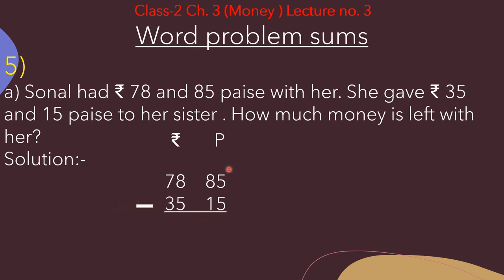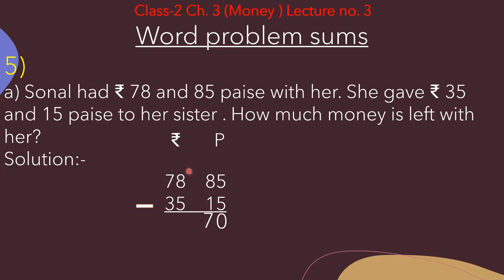So let's start from our right hand side. So here it is given 5 minus 5 and 5 minus 5 is equal to 0. So here we will write 0. Now 8 minus 1. So here we are subtracting 1 from 8. So we will get the previous number of 8, that is 7. So here we will write 7.